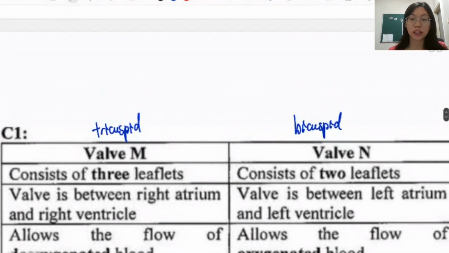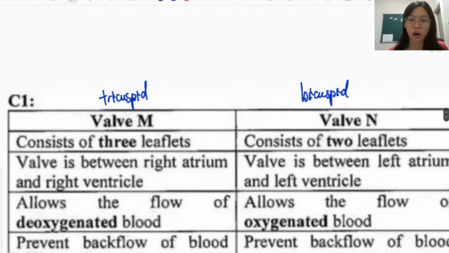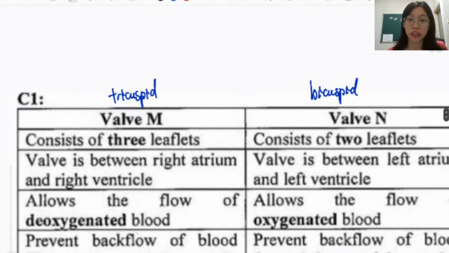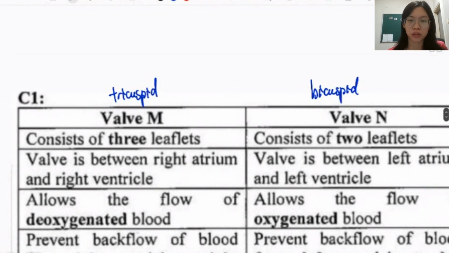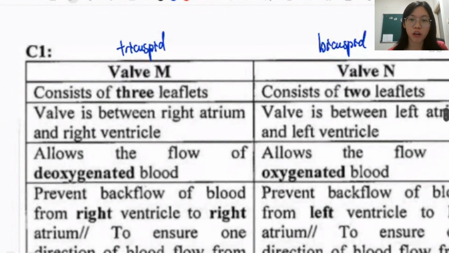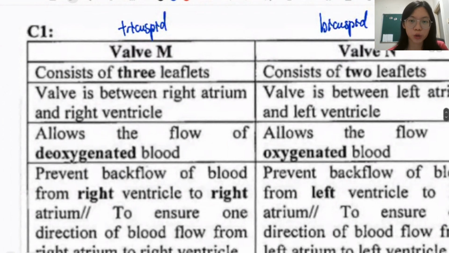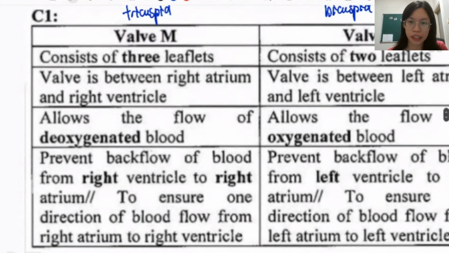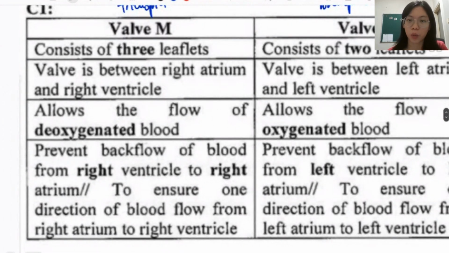So it allows the one direction flow of deoxygenated blood for the tricuspid valve. Therefore, it prevents the backflow of blood from the right ventricle to the right atrium, or in other words, one direction flow.